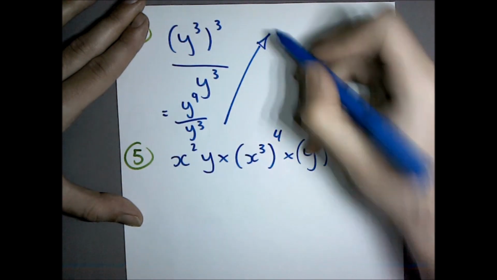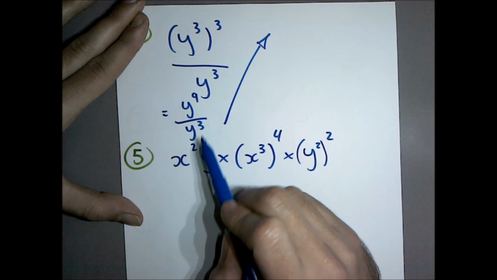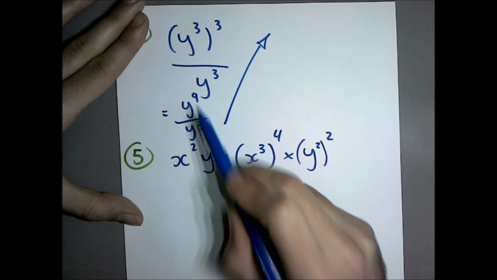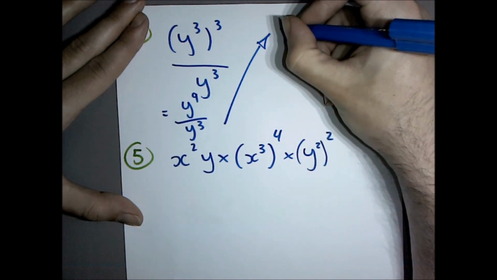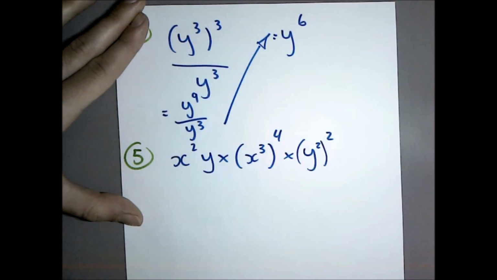I'll just bring this up over here. And then we need to use index law 2, which is a subtraction one. So it's the same base, 9 take away 3 is 6, so I'm left with y to the power of 6. And you're done.